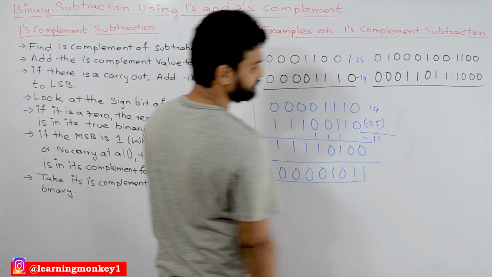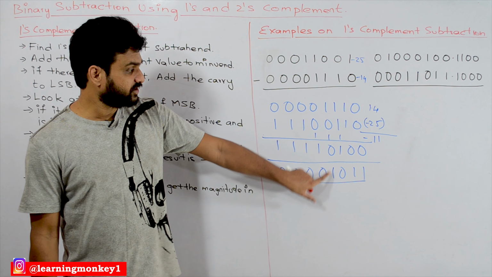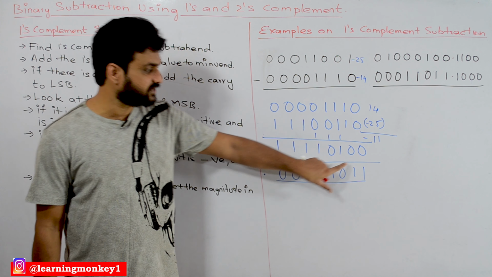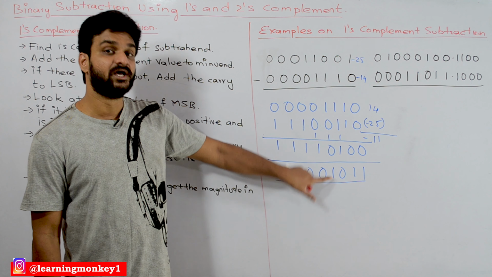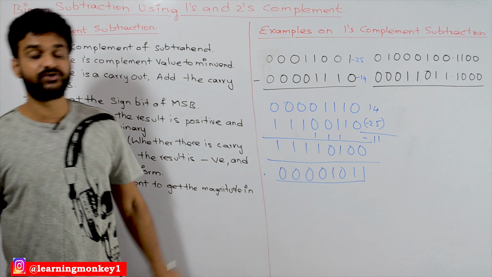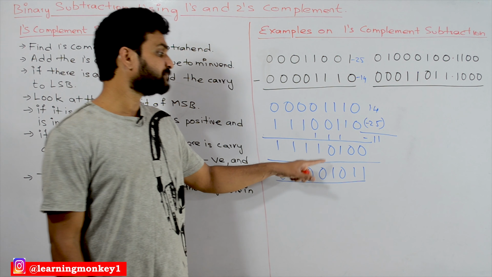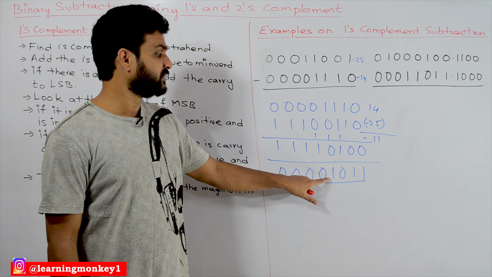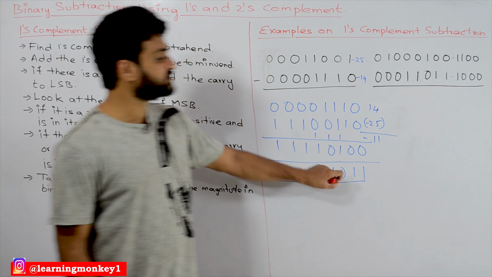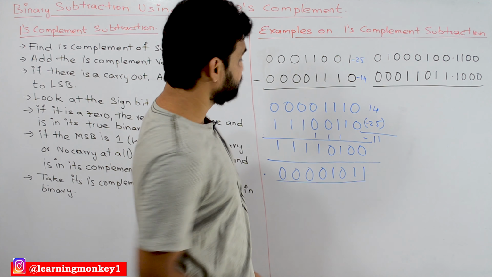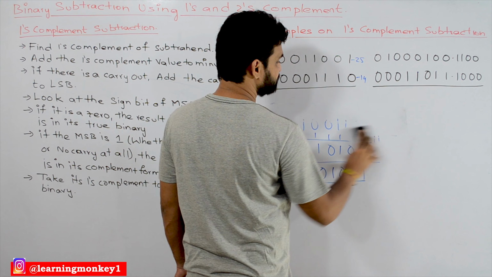So what is the magnitude of 14 minus 25? It is minus 11. In order to get the magnitude of this number, we have to do the ones complement, because the number is in its negative form. This is the magnitude of the number, which is 11. So this is how we can do the ones complement subtraction.